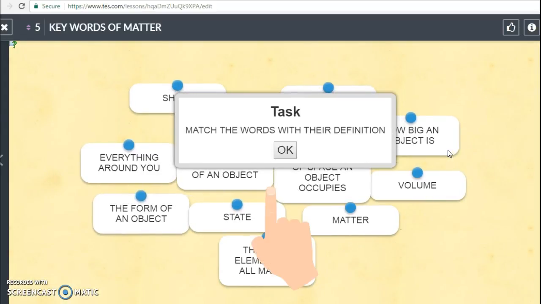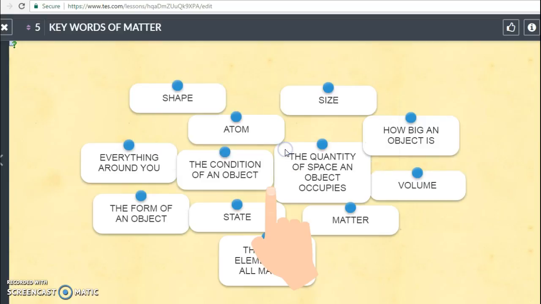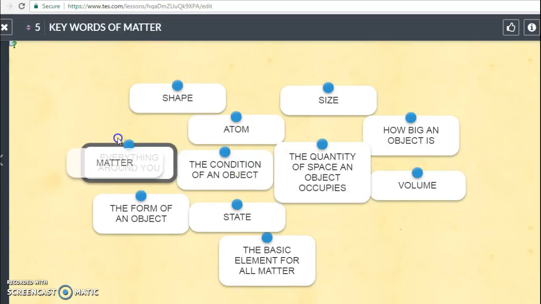We'll keep on playing and learning through a game I built on LearningApps. This actually could also be done with a good old worksheet in pairs or groups. Students match the words to their definitions. If they find it difficult, they can discuss together while doing the exercise on the board. The task is to match the words with their definition. For example, matter is everything around you, and when they match, the definitions disappear, and so on and so forth.